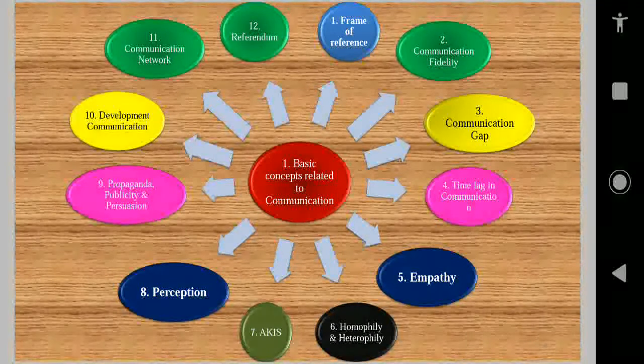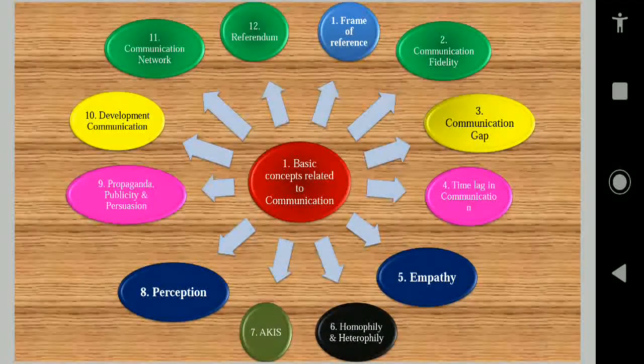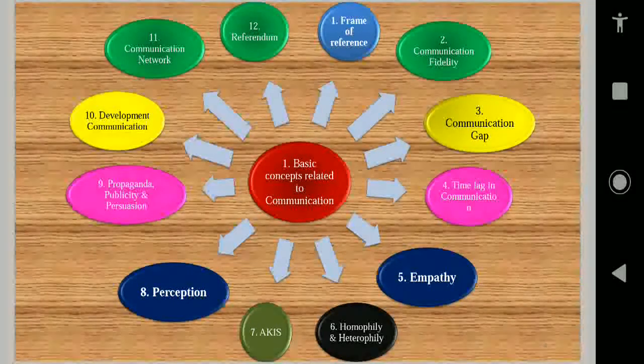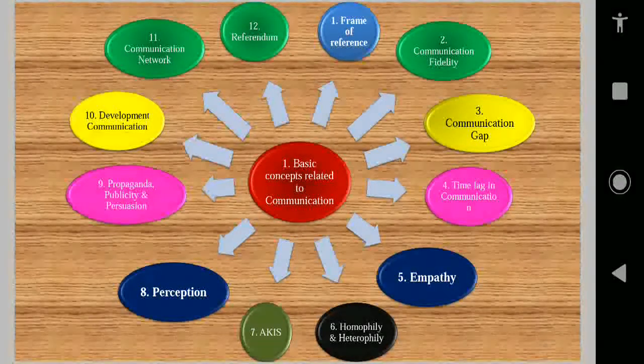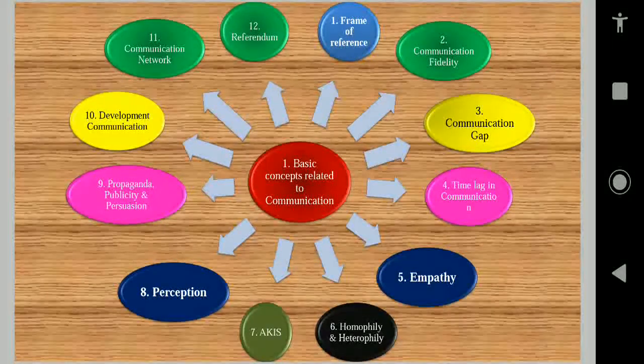Okay, next, the ninth one is propaganda, publicity and persuasion. What is propaganda? Propaganda is deliberate manipulation of people's beliefs, values and behavior through words, gestures, images, thoughts, music, etc. It is aimed at propagating the beliefs and values of the propagandist and presents only the communicator's side of the argument without considering the receiver's side. He says only his own argument, and what he says is what will be accomplished. In propaganda, they will not listen to the feedback or arguments of the receiver.